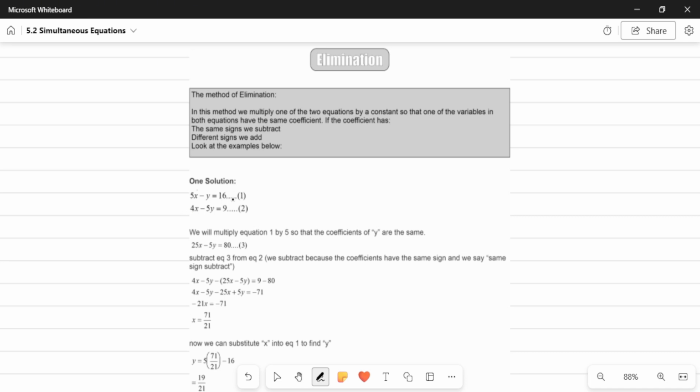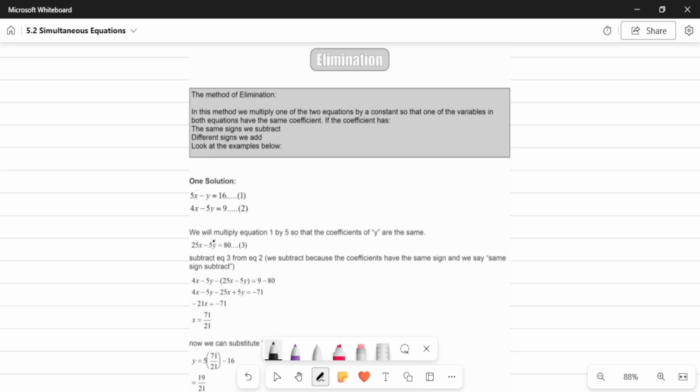So therefore, if I multiply equation 1 by 5, 5 times 5 is 25x minus 5 times 1 is 5y, and 16 times 5 is 80. So what we did here was we said 5 into 5x minus y is equal to 5 times 16. And eventually, if I cancel that on both sides, we're just re-expressing. So 5 times 5 is 25x minus 5y is equal to 80. Very simple. Right, so that's what we have here. I call that equation 3.